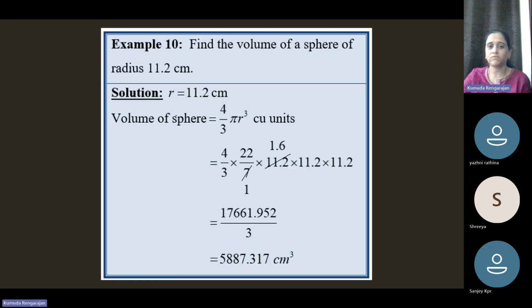This is a direct question. Find the volume of a sphere. 4 by 3 pi r cubed is the formula, and the radius is given to you. The only unknown is r. 4 by 3 is a constant. Pi is 22 by 7. So you just have to substitute for r to find the volume. And r is 11.2. So 4 by 3, 22 by 7, 11.2, 11.2, 11.2. First try to cancel, like simplify, and then multiply all the numbers in the numerator and denominator, divide and get the volume.